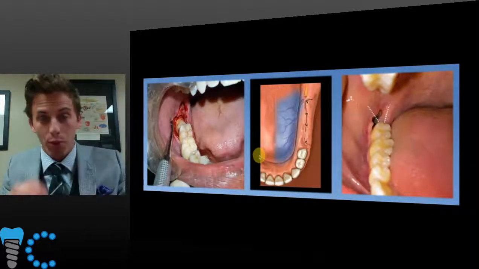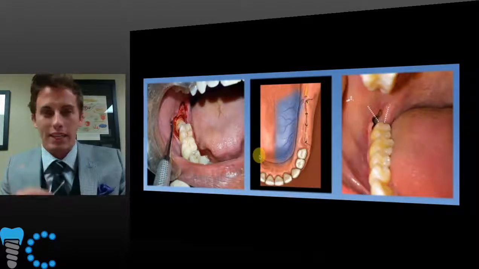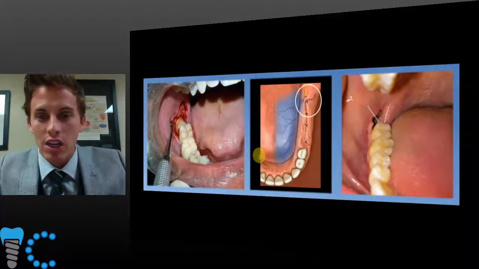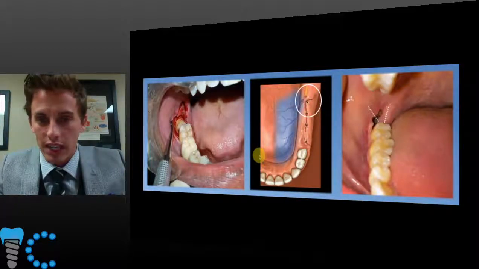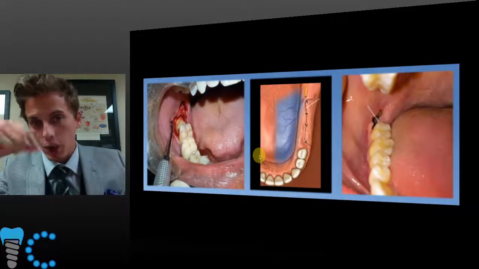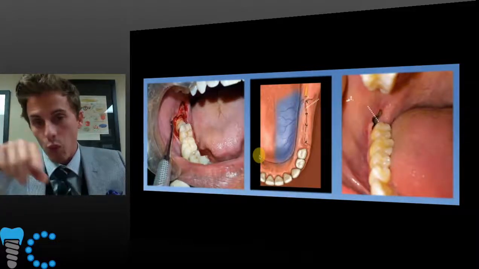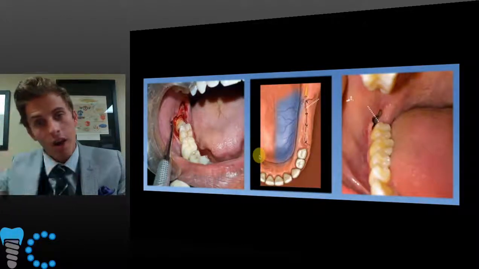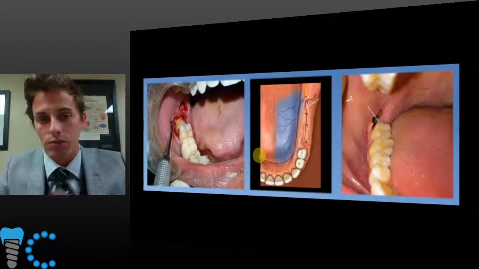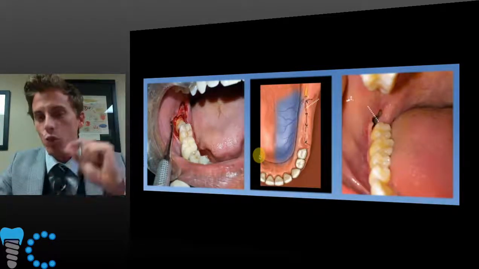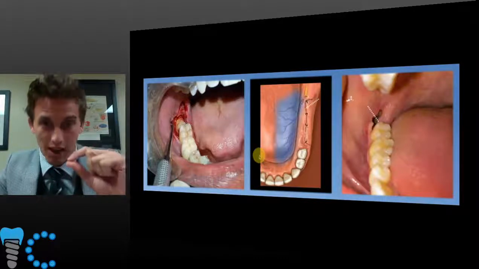This is another problem. Practitioners don't understand why we make these certain flap designs. Well, this is the reason, okay? So look at this. If we make our incision the way that I was trained and the way that I'm telling you all to do this, in terms of having it come out more buccal, we're away from the nerve. There is a reason why we do this flap design, okay?